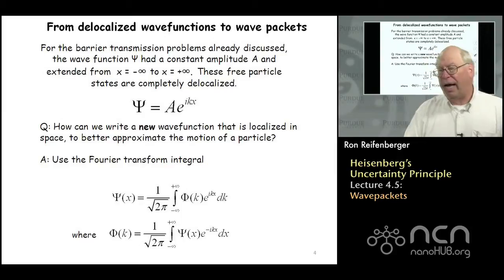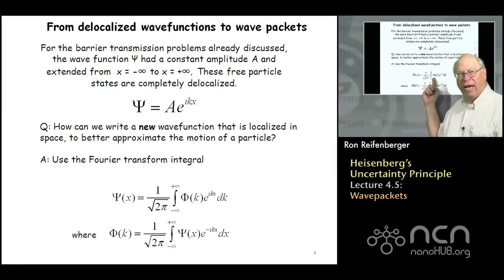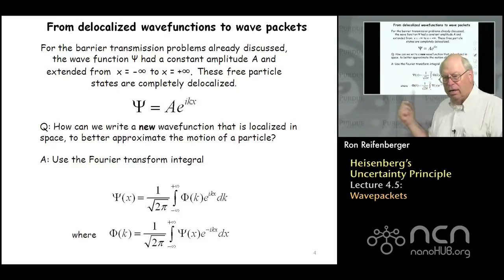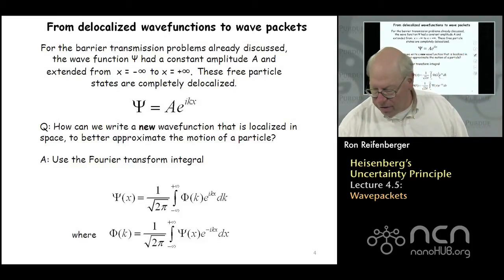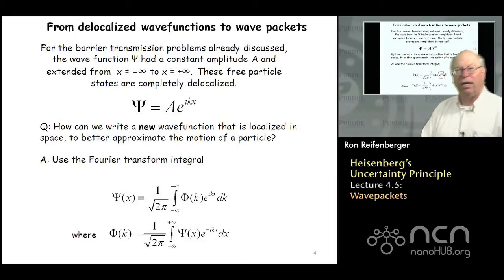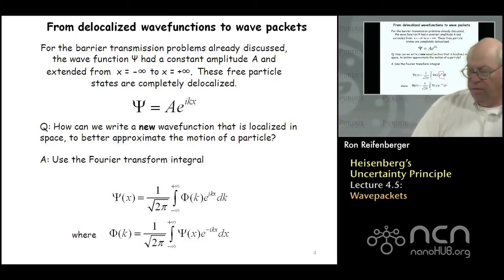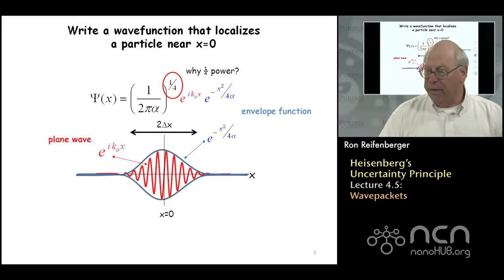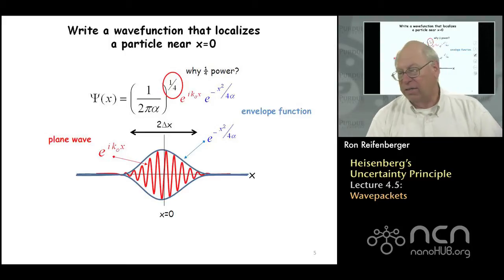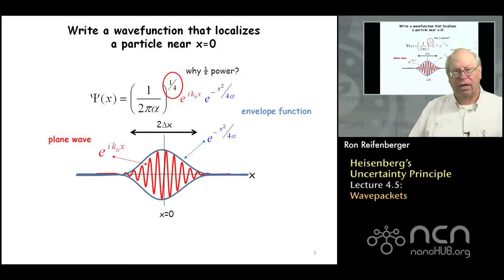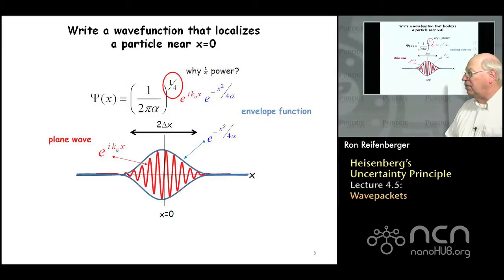And then the question becomes, how do you determine these coefficients, phi of k, that multiply the free particle component of this wave function? That free particle component of the wave function is e to the ikx. How do you determine phi of k? Well, you make use of the Fourier integral that we discussed in the previous lecture, right? If I know psi of x, I can determine phi of k uniquely. So let's think about ways to write down psi of x that produces a localized wave in space. And the way this is normally done is indicated in this particular equation.